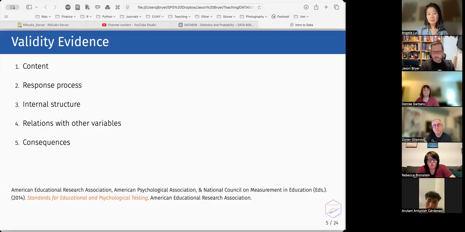Relations with other variables has to do with whether the measure, the performance, is correlated with students' performance on other measures that are similar, measuring the same or similar constructs, right?